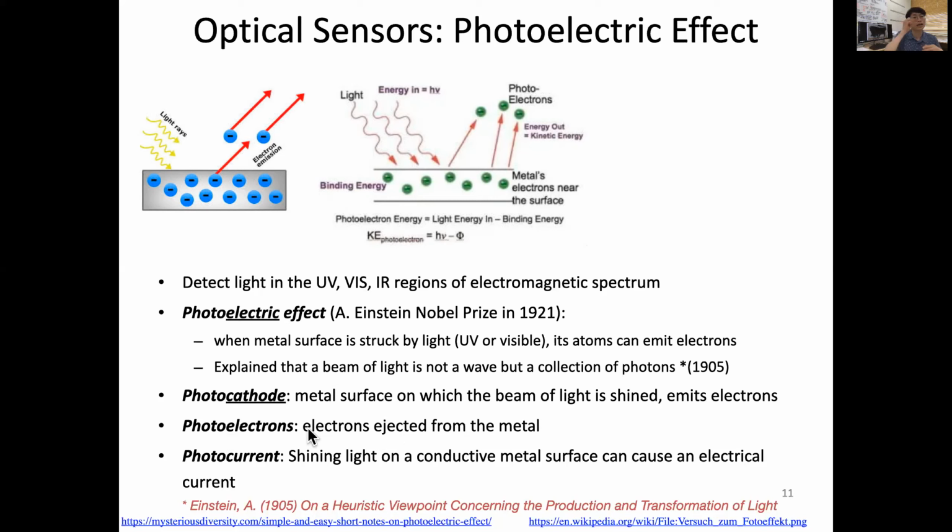And of course, as you know, an electron is a particle with a negative charge. And the flow of electrons over time we call a current. So we call this a photocurrent: shining a light on a conductive metal surface can cause a flow of photoelectrons, and over time, the amount of charge is called electrical current.